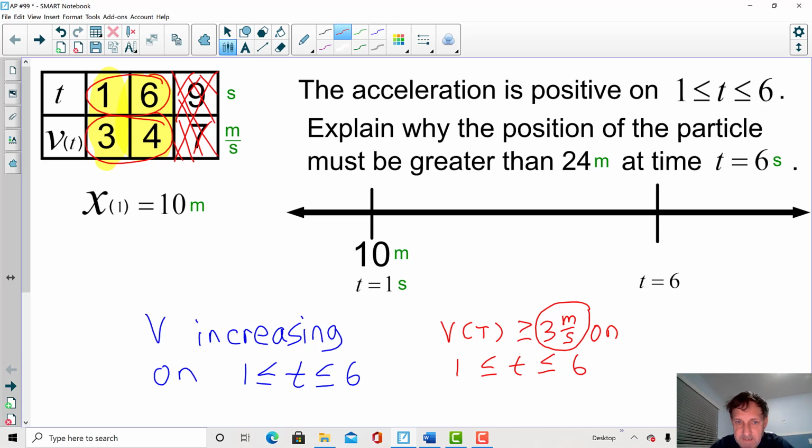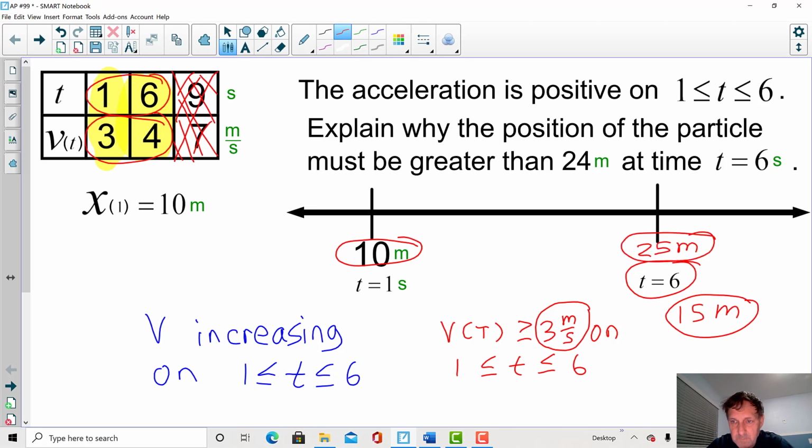So that's 5 seconds. So if you travel 3 meters per second for 5 seconds, then we know that we've traveled more than 15 meters. And if you started at 10 meters and you traveled more than 15 meters, then at t equals 6, you must be greater than 25 meters. So we know for sure that the position is greater than 25 meters. So if it's greater than 25 meters, then it must be greater than 24 meters at that moment in time.